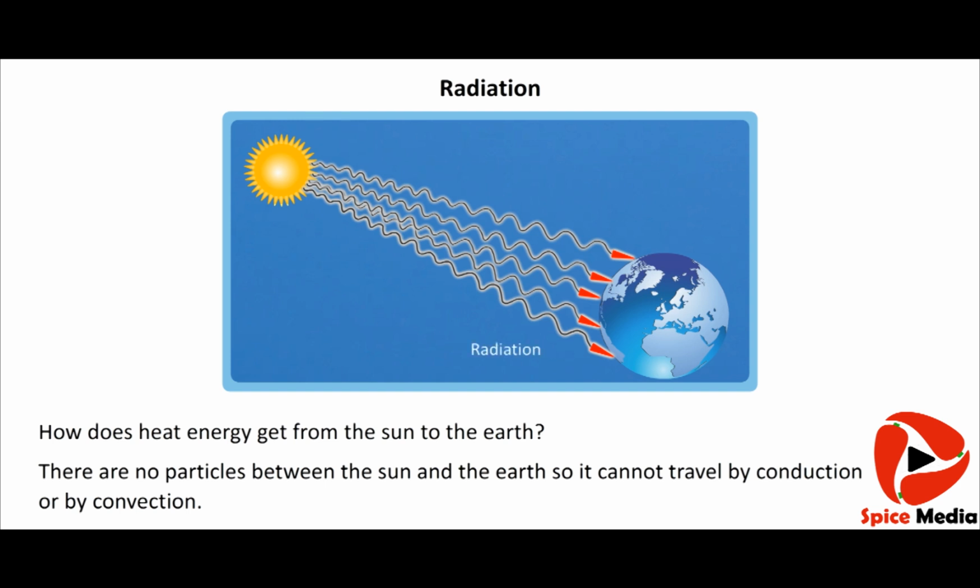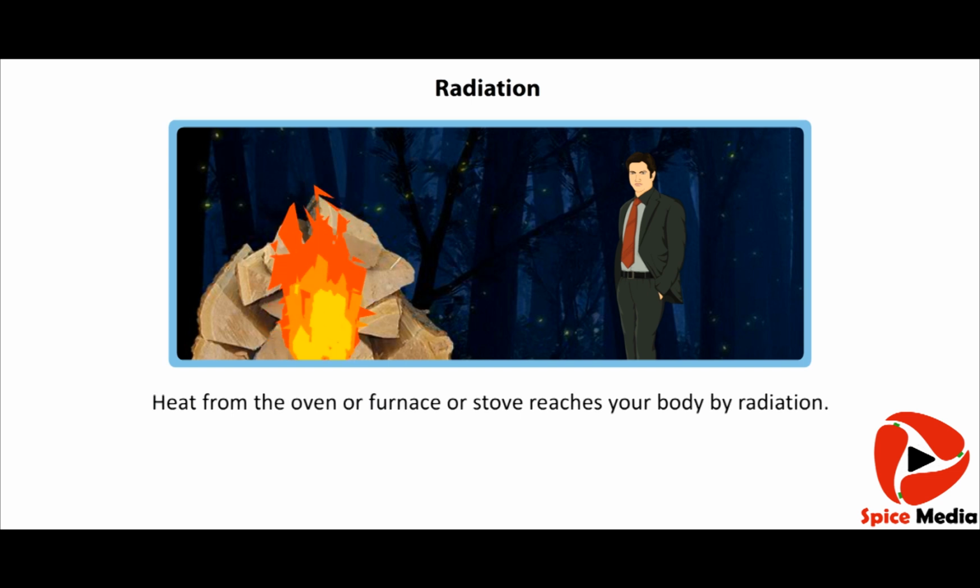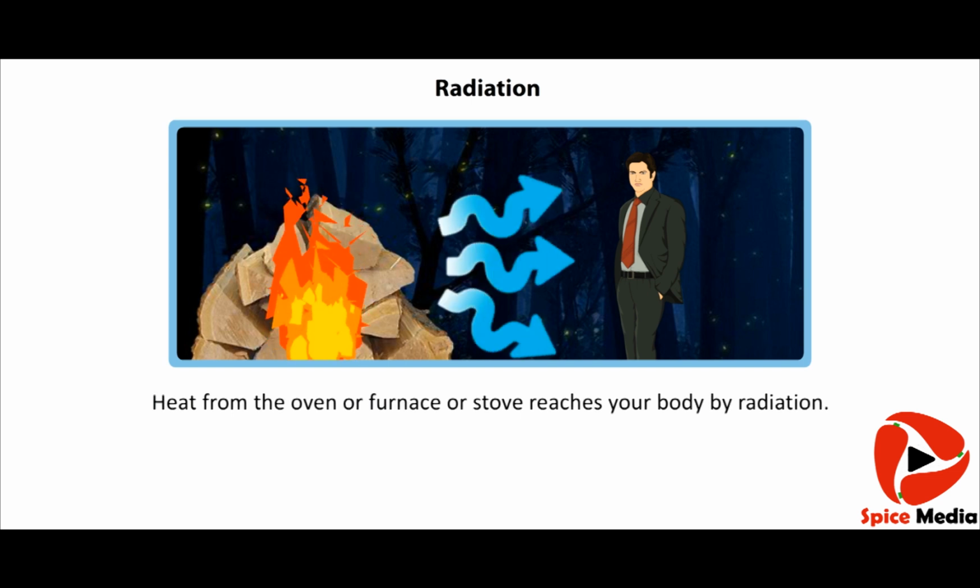When you stand in the daytime in the open field, your body becomes warmer and perspires. This is due to transfer of heat from the sun by radiation. Most of the space between the sun and the earth is empty, so heat radiation travels through vacuum. Stand near an oven or a furnace. The hot air moves up, so you will not get heat from air. Still, you feel warm. This is due to radiation of heat that travels in all directions.